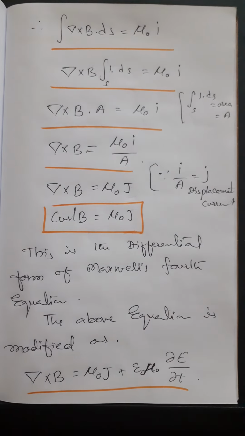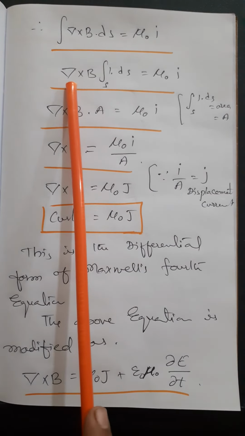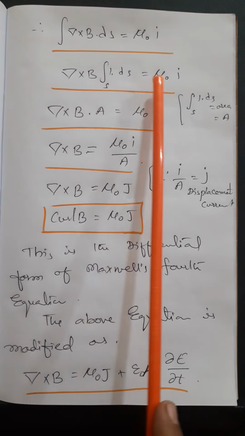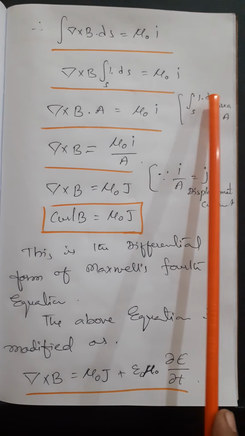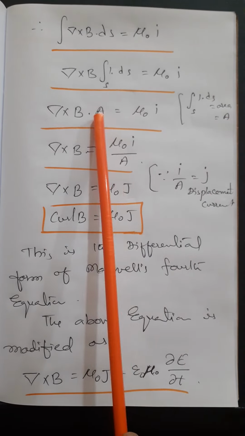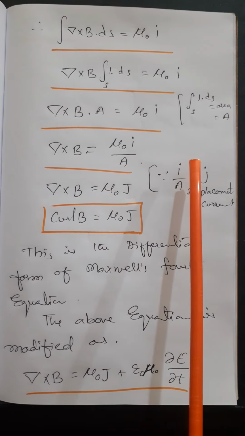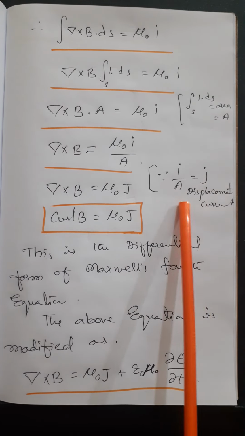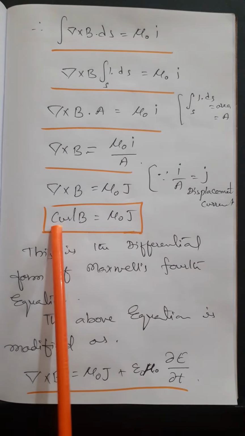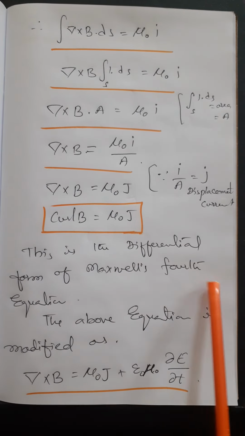So I can write here del cross B dot ds is equal to mu naught I. If you take del cross B outside, then the integral of ds over the surface S is equal to mu naught I. We know that the integral of ds is nothing but the area, so I can write it as A. So del cross B times A is equal to mu naught I, and del cross B is equal to mu naught I by A. Here we know that I by A is nothing but J, the current density. So I by A is replaced by J. So curl B or del cross B is equal to mu naught J. This is the differential form of Maxwell's fourth equation.